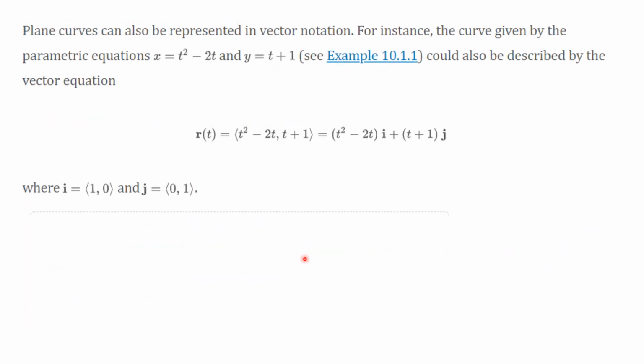Plane curves can be represented by vector notation. For example, the curve given by x is equal to this and y is equal to this could be described as the two-dimensional vector equation given by this in i and j, and this using the bracket notation. And i and j, as always, represent the standard unit vectors in the direction of x, and j in the direction of y.